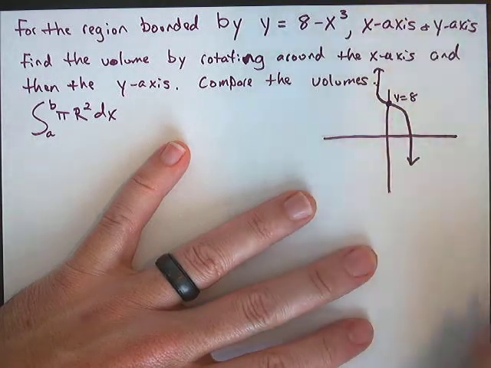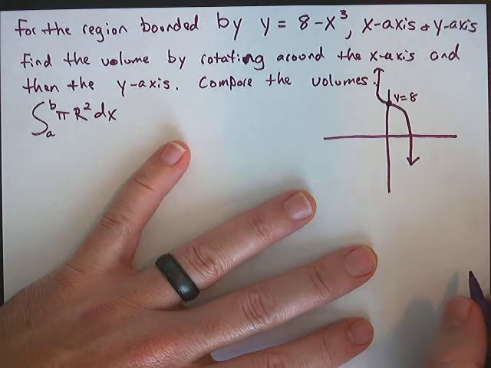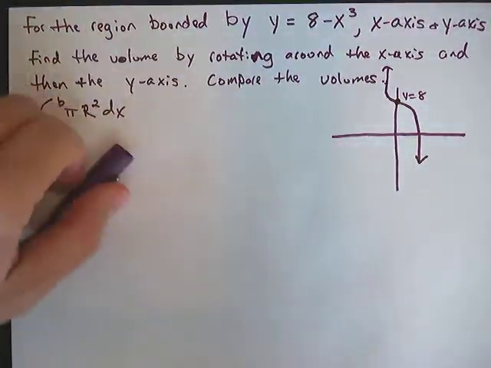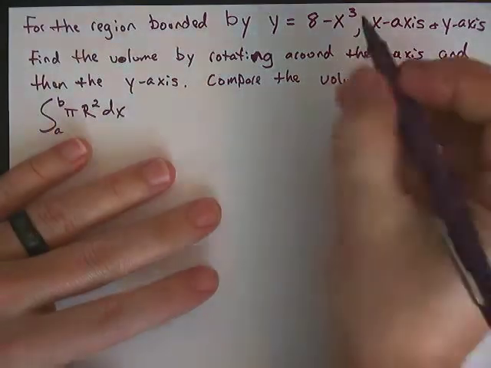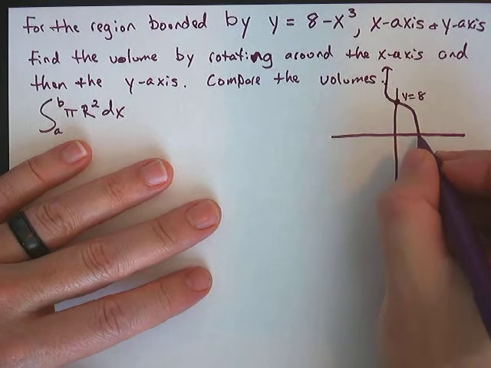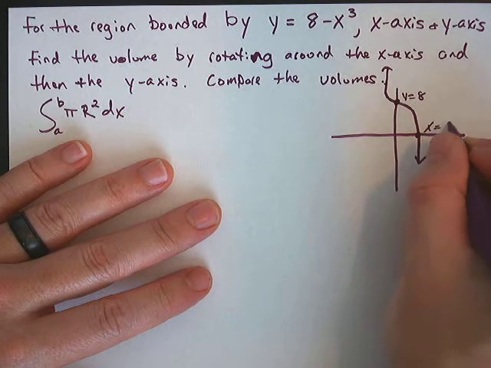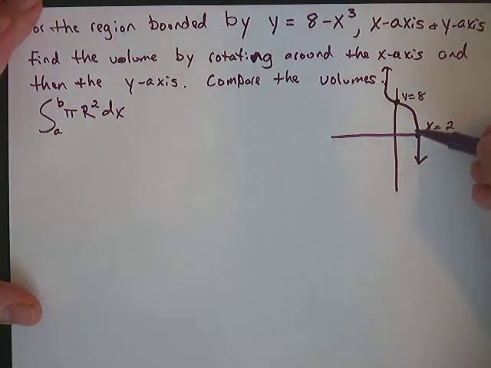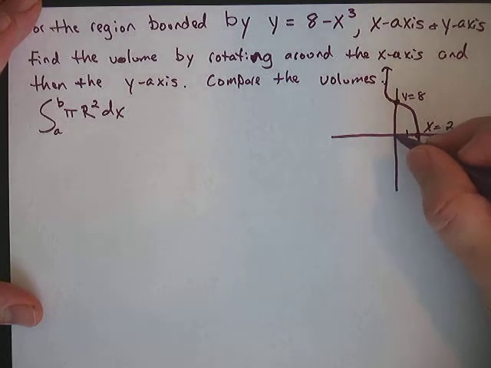And if you want to know where you cross the x-axis, you set y equal to 0. So if y is equal to 0, you would move the x to the other side, so you get x cubed equals 8. Cube root both sides, you get 2. So this is x equals 2. That's going to help us with our limits of integration. So for when we're doing around the x-axis, we're bounded from x equals 0 to x equals 2. That's this region right here.